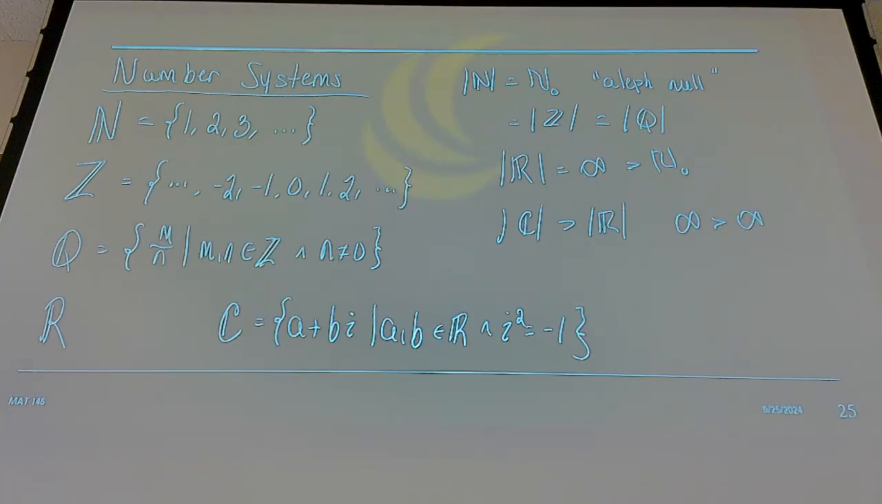The quaternions would be even larger. The octonions are even larger. So now you're building on infinity. And the question is, what is the largest infinity that we can reach? It is a very, very interesting topic.